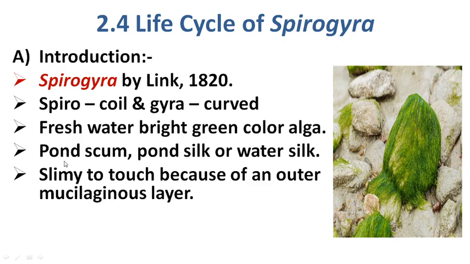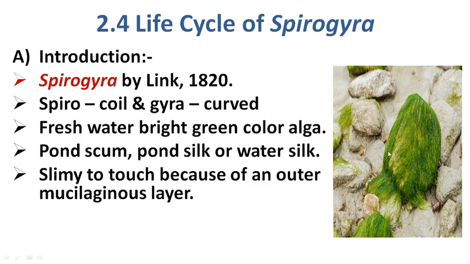This Spirogyra occurs in still fresh water in ponds, pools, ditches, lakes, etc. It is also found in slow flowing streams. Because of the slippery feel of the filament, Spirogyra is often called pond scum, pond silk, or water silk. The filaments of Spirogyra are slimy to touch because of an outer mucilaginous layer.